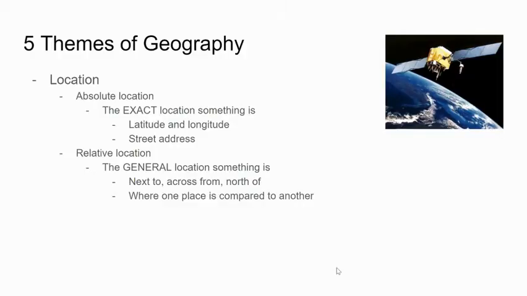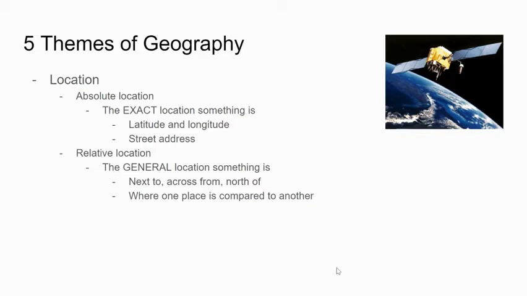Okay, we're going to go into each of the five themes. So the first one, location. There are two ways that we talk about location. Remember, location is where is something. The first is called absolute location. Absolute location refers to the exact point or exact location that something is.